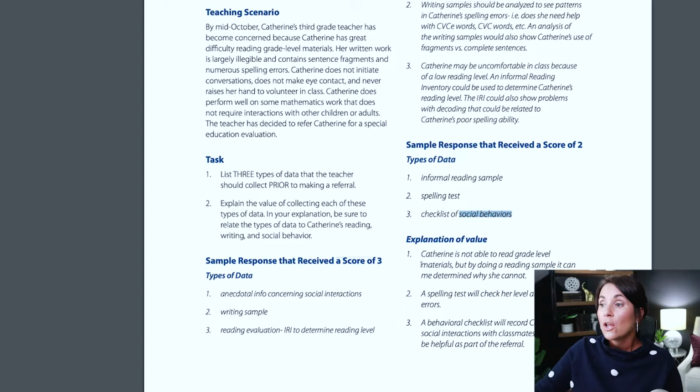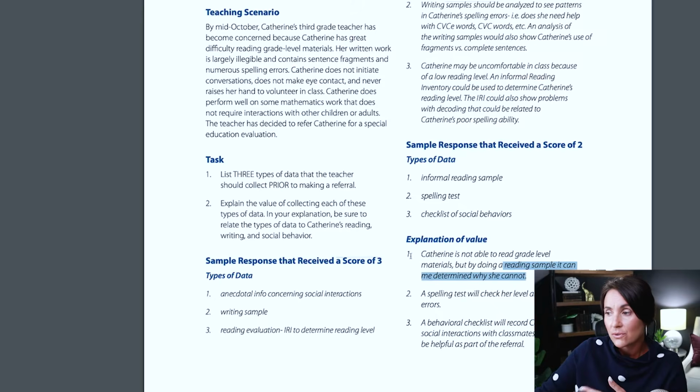Then when they go into the explanation, look at how vague this is here. While they explain it, they don't give specifics like they do in the top one. The top one said CVE word or CVCE words, CVC, phonics, fragments, informal reading inventory. They really dig into the specificity. This one says, Catherine is not able to read at grade level, but by doing a reading sample, it can be determined why she cannot. That's not enough. Yeah, of course, if you do a reading sample. But how are you going to figure that out? So it needs to be more specific.